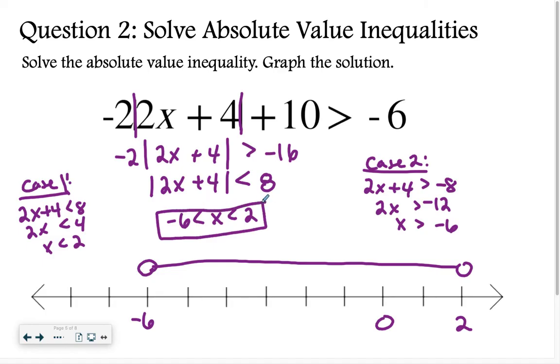Okay, hopefully for this one you ended up with x is greater than negative 6 and x is less than 2, and your graph looked something like mine. If you have questions about that, please don't hesitate to ask.